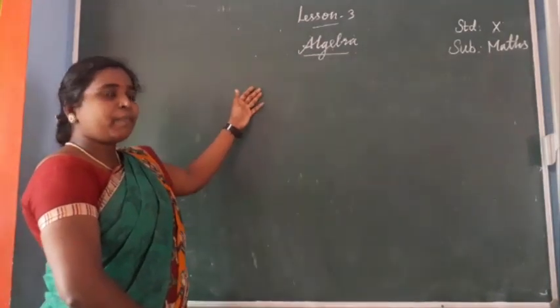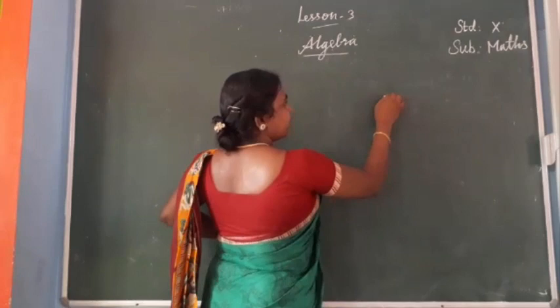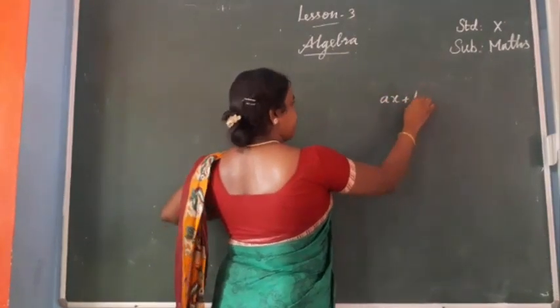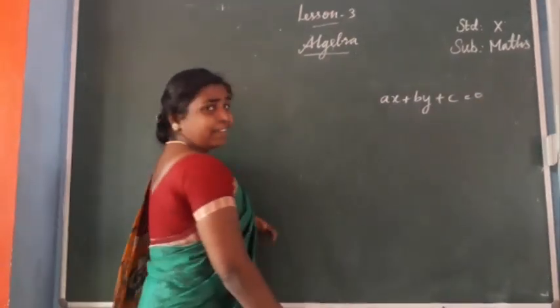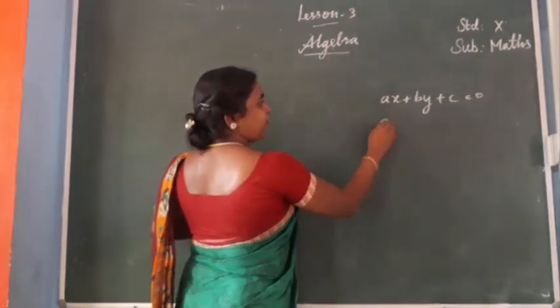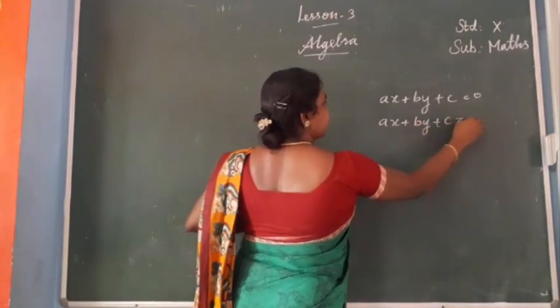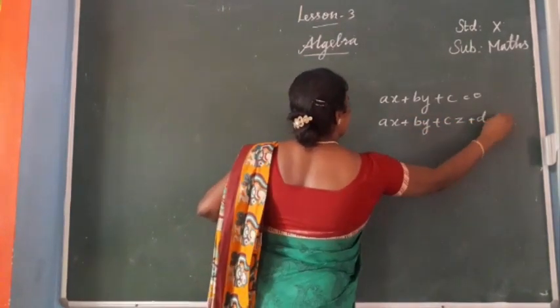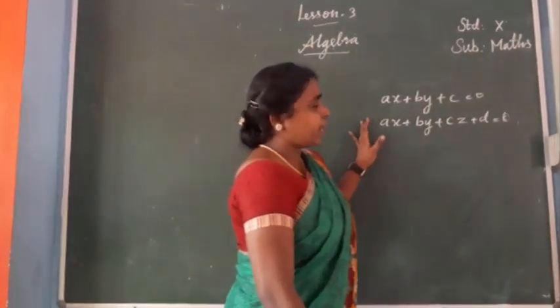A two variable equation has the general form ax plus by plus c equal to 0. A three variable equation is in the form ax plus by plus cz plus d equal to 0. Now we are going to learn how we can solve these equations.